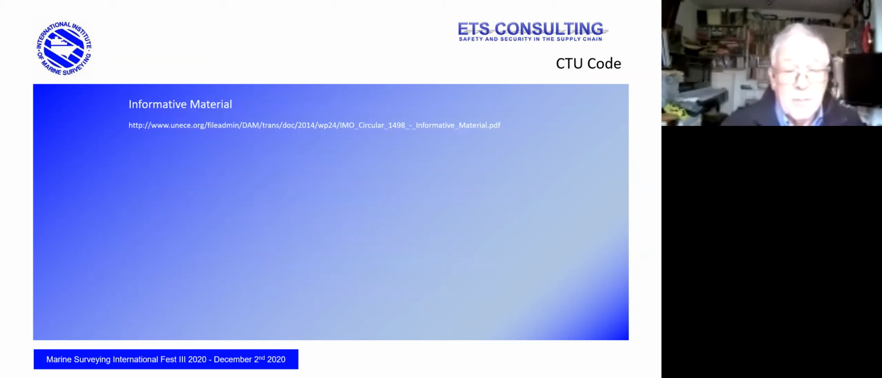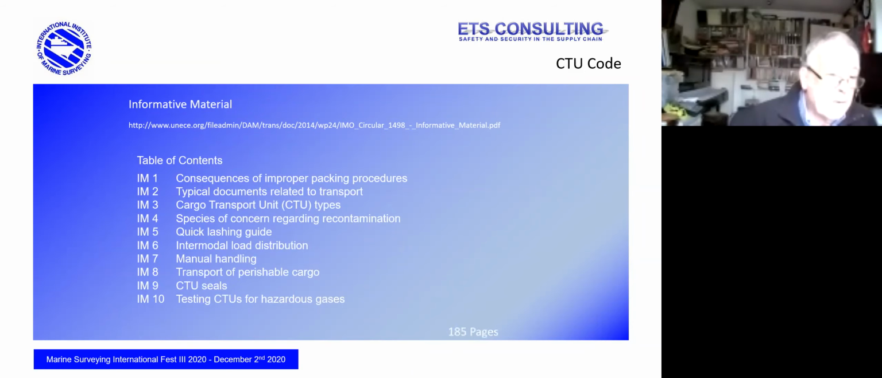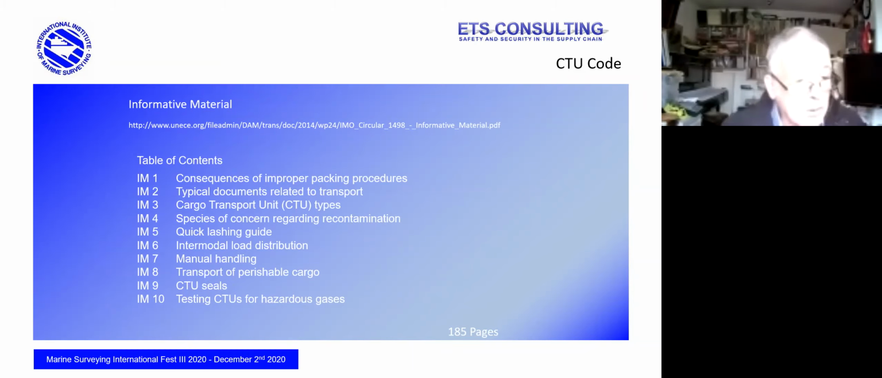And then we have the informative material. This was developed because it's useful to assist people, but it was just too much work for the group of experts to complete within the time frame. So it was left as informative material and was published by the IMO. There are 10 informative materials, and they show some of the issues that we've tried to relate. They are very useful information. It's really good bedtime reading, and there's only 185 pages in that lot.